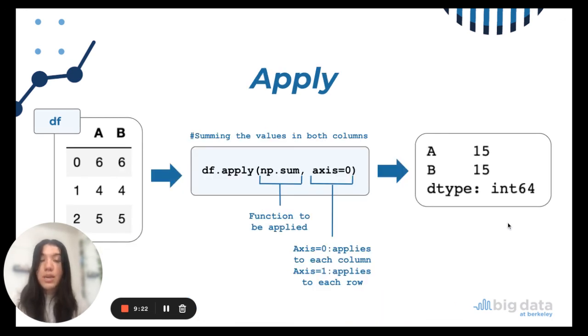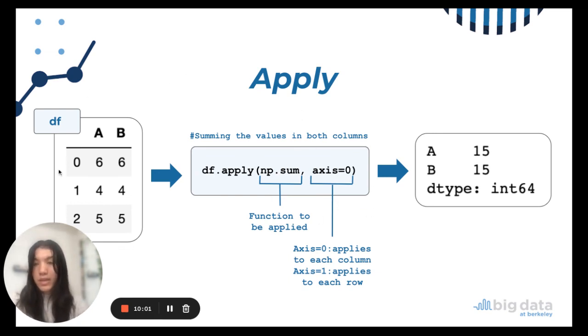We can also use the apply function to manipulate our table. The apply function applies a certain function on certain axes of our table. In this example, we're applying the sum function across axis 0. An axis equal to 0 applies to each column, while axis equals 1 applies to each row. Depending on what you would like your function to do, you must properly set which axis you want to apply it to. So df.apply(np.sum, axis=0) applies the sum function to each column.